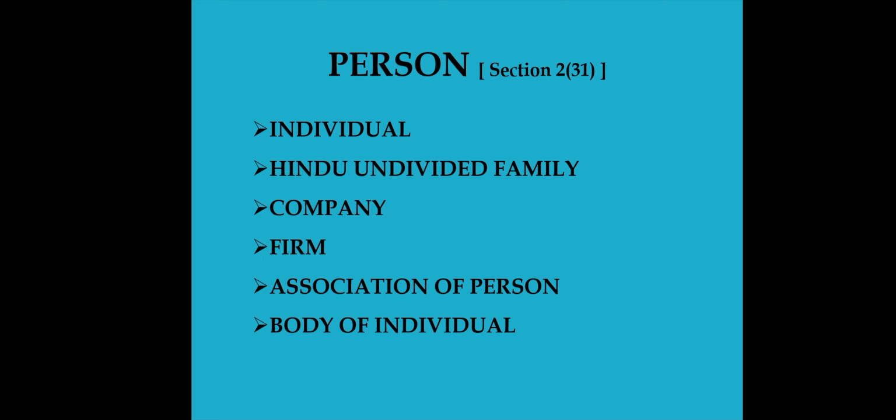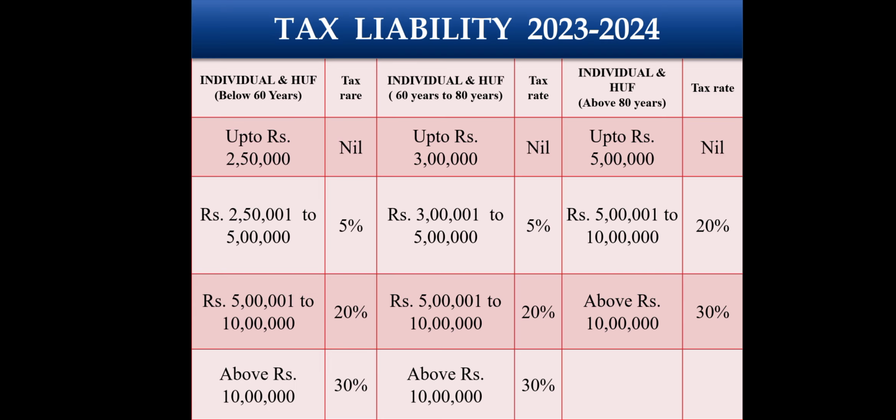Only a natural human being can be a member of a body of individuals. Then the local authority: municipality, panchayat, cantonment board, port trust, etc. are called local authority. The final one is artificial judicial person. Statutory corporations like Life Insurance Corporation and universities are called artificial judicial persons.